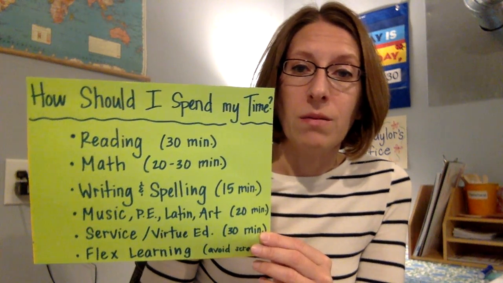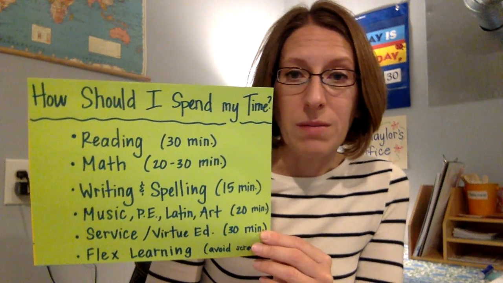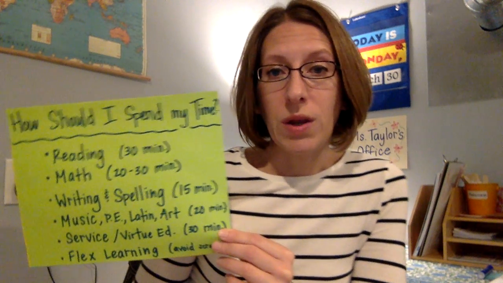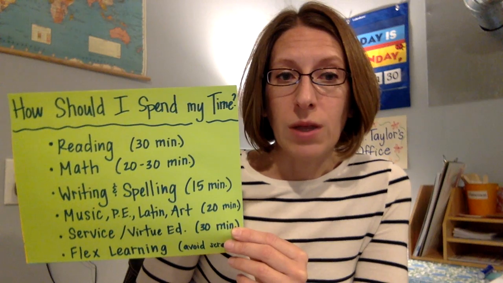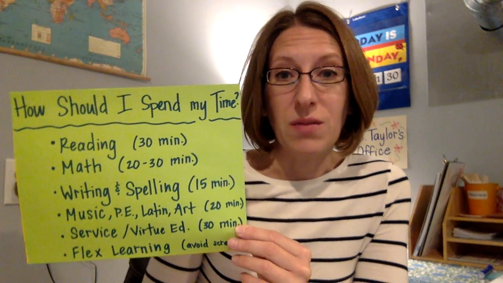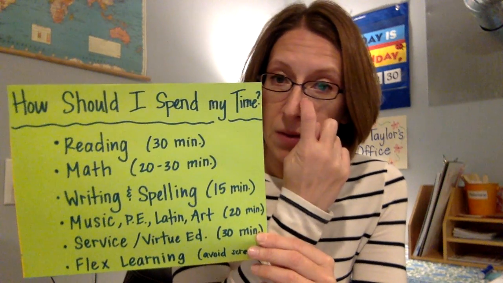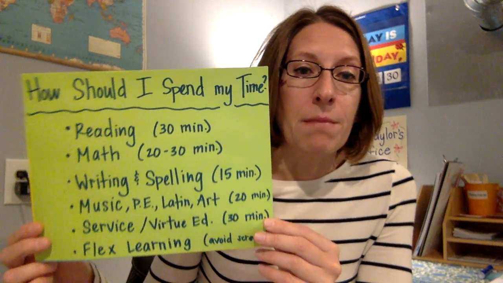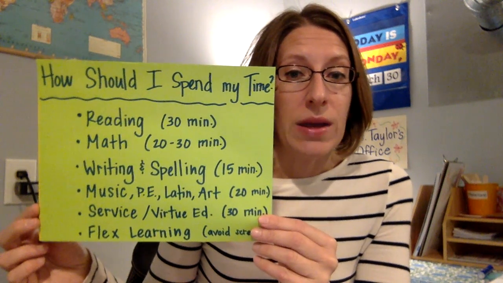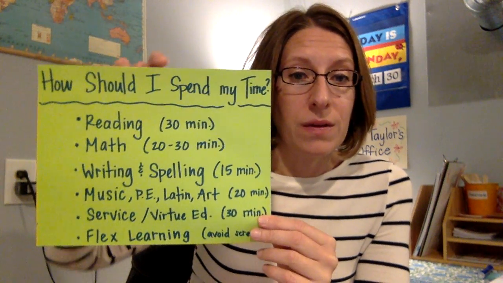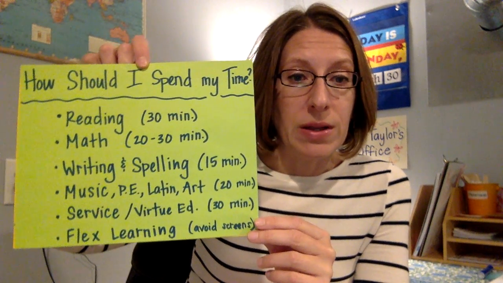And that could be reading assignments that you have, but also independent reading, reading to siblings, read aloud videos on TV or on YouTube. There's a lot of fun things out there with that. Math, you should be spending 20 to 30 minutes on math. Writing and spelling would be about 15 minutes. Music, PE, Latin, art, 20 minutes.